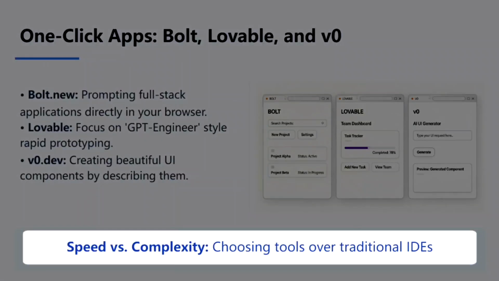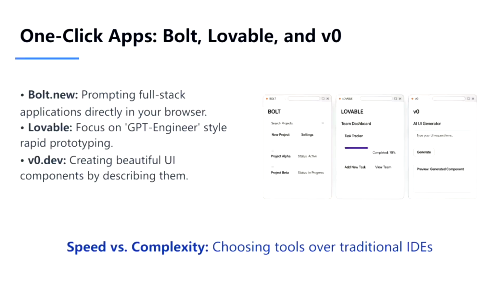But here is the crucial question. When do we use these versus a heavy hitter like Cursor? It's all about the balance between speed and complexity. Use these one-click tools when you need to validate a vibe or build a landing page in 30 minutes. Move to Cursor when your project needs a custom database architecture or complex local integrations.